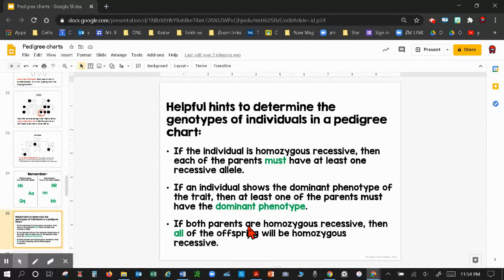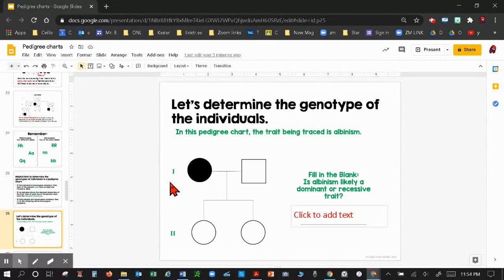If an individual shows the dominant phenotype of a trait, then at least one of the parents must have that dominant phenotype. If both parents are recessive, then all of the offspring will also be recessive. So, take a look at this chart here. In this pedigree chart, the trait that we're looking at is albinism. Albinism, as you know, is when somebody lacks the certain pigment that gives melanin, and so therefore, basically, their skin comes out pale.